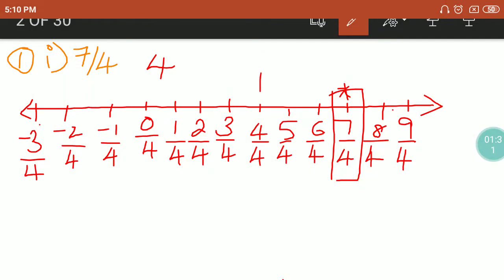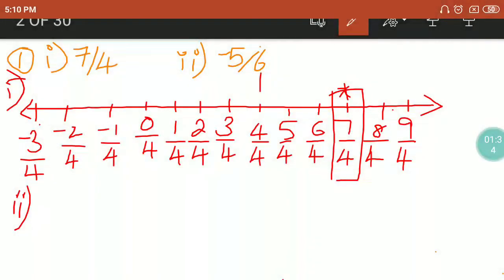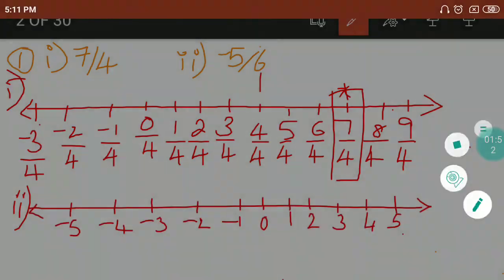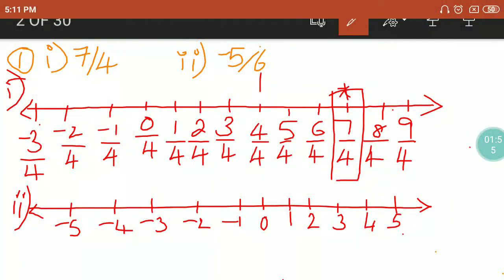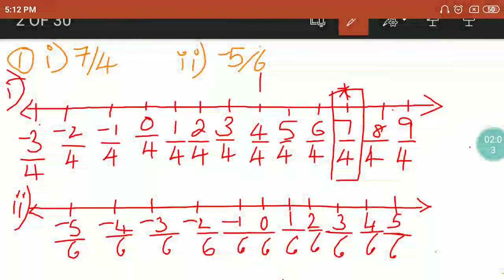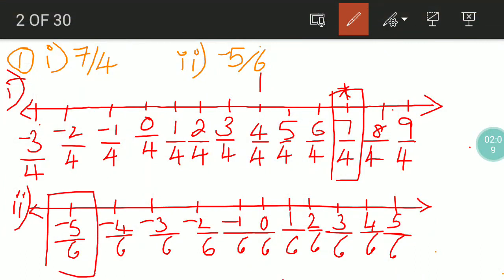Now we will see the second question. The second question is minus 5 by 6. So first, in the same way, we will draw one number line. Then we will put 0 here, 1, 2, 3, 4, 5, and on the LHS minus 1, minus 2, and so on we will do it. So I think you understood how to put this. Then afterwards, what is the denominator? 6 is the denominator. So for everything you will put by 6. Now minus 5 by 6 is here. So box it and star it. Okay, this is the answer.